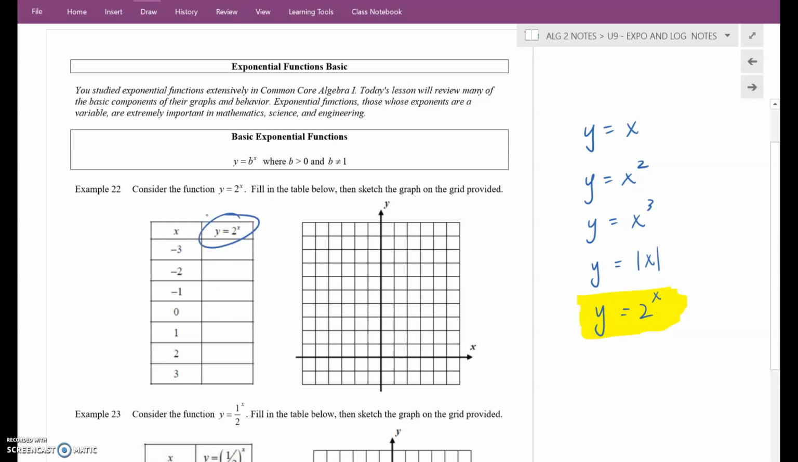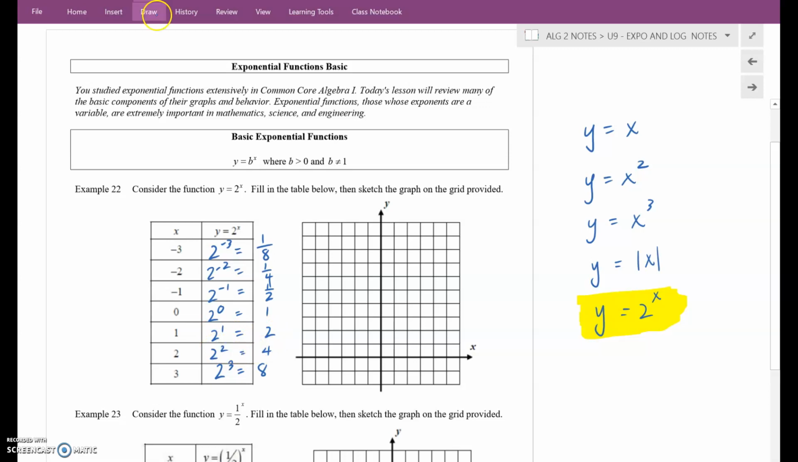So y equals 2 to the x. If I were to raise 2 to the negative third power, we've learned that all that does is raise 2 to the third power, but then turn it into division essentially, and move that 2 to the third power to the denominator, and we get 1/8. 2 to the negative second will be 1/4. 2 to the negative first would be 1/2. 2 to the 0, well, anything to the 0 power is 1. And then here's your easy ones.